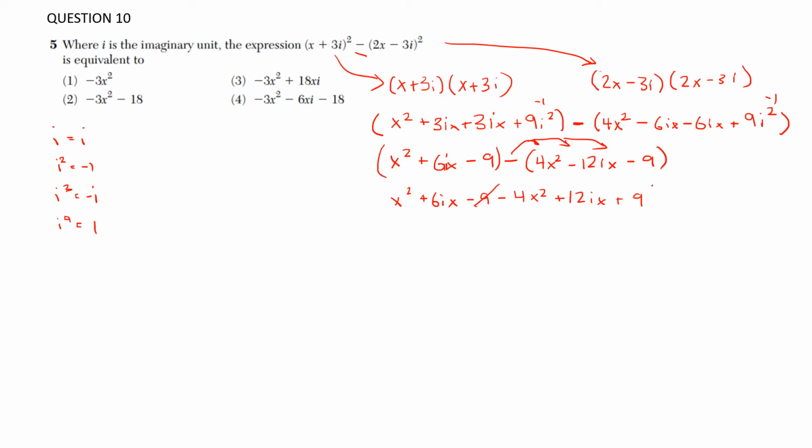We know that these 9's cancel out, and we can do x squared minus 4x squared is negative 3x squared, and positive 6ix plus 12ix is 18ix. So it looks like this is equivalent to answer choice 3.